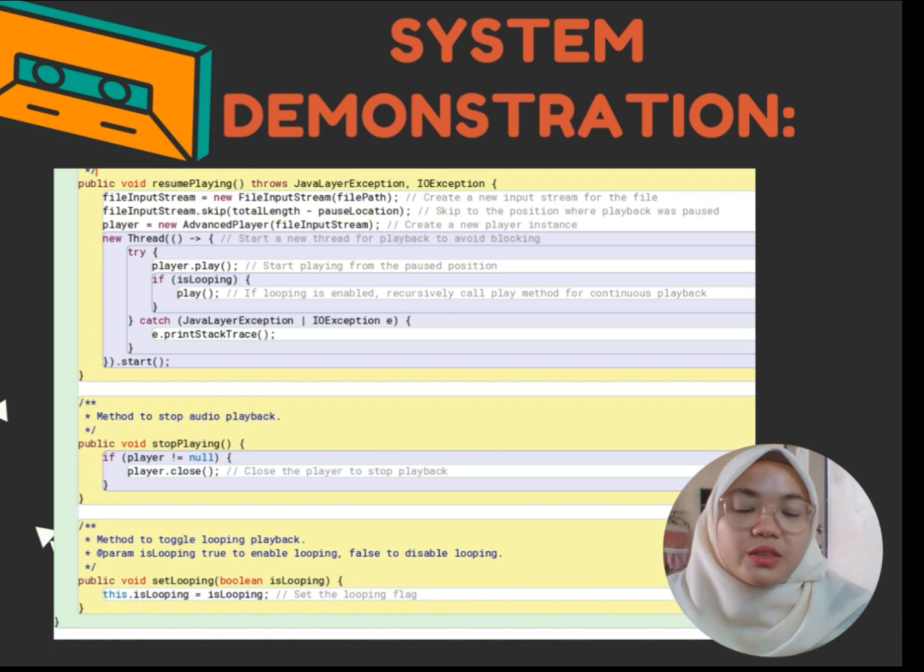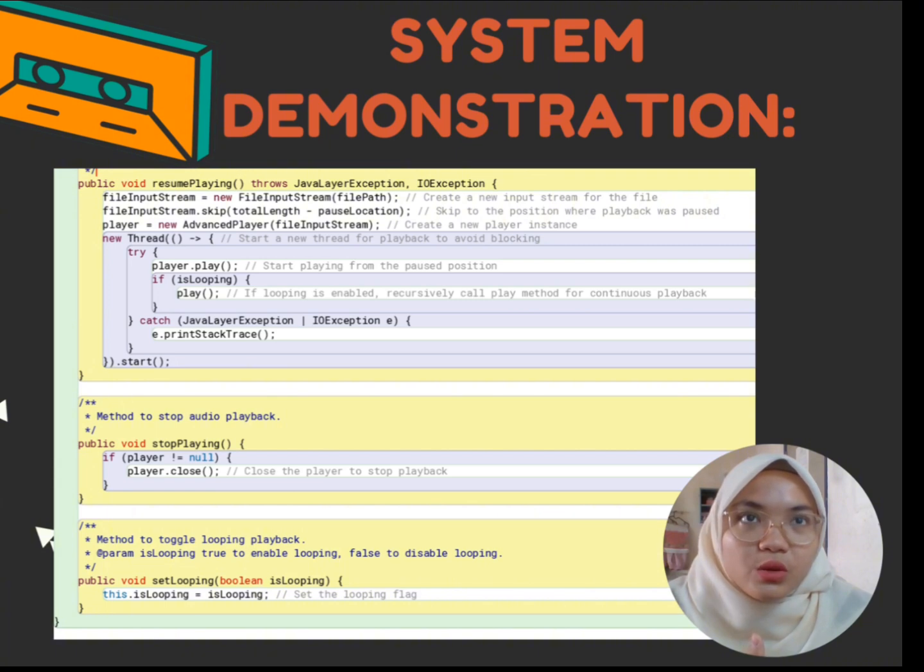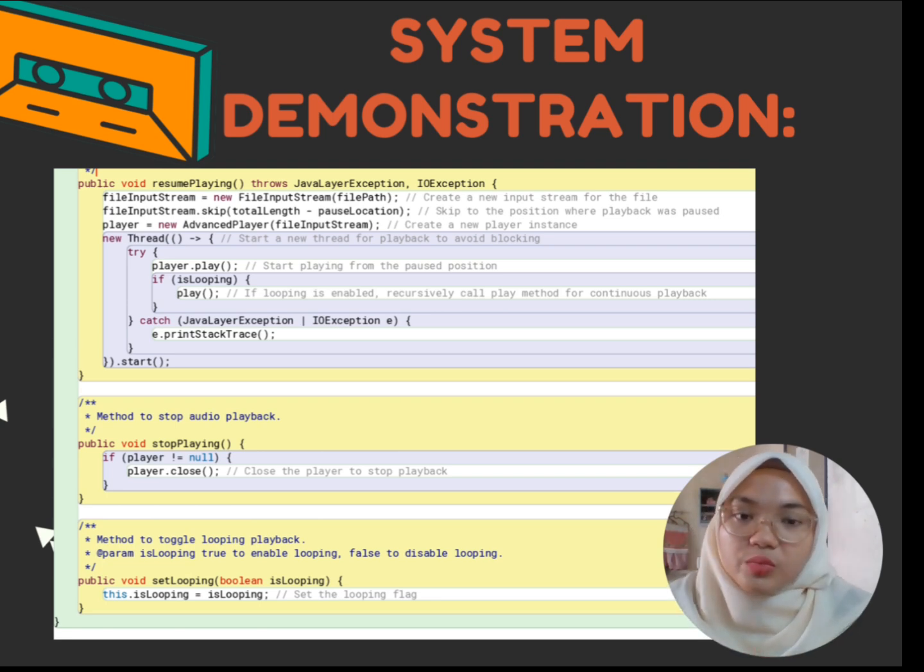And the stop method literally means stopping the audio playback. This method simply closes the player and stops the playback, so it will close the song. For the set looping method, it enables or disables looping playback. This method just sets the looping for the user to choose whether they want to enable or disable the looping function. So that is all from me.